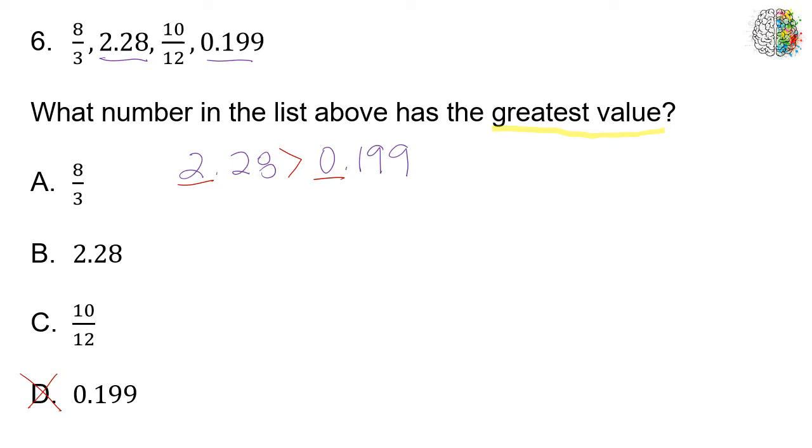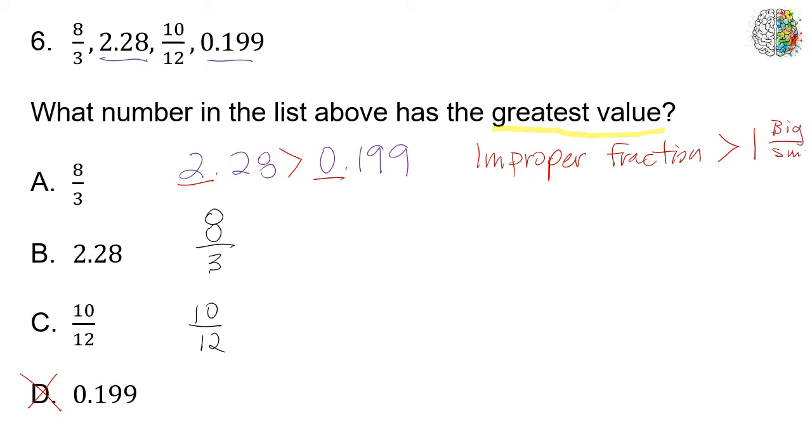The next thing I'm going to look at is my fractions. On my fractions, they gave me an 8 over 3 and a 10 over 12. If you will recall, on our fractions, an improper fraction is going to be greater than 1 because the top number is bigger than the bottom number. And a regular fraction is going to be less than 1 because the top number is smaller than the bottom number. So when I look at each of those fractions, I'm going to determine, are they going to be greater or smaller than 1?